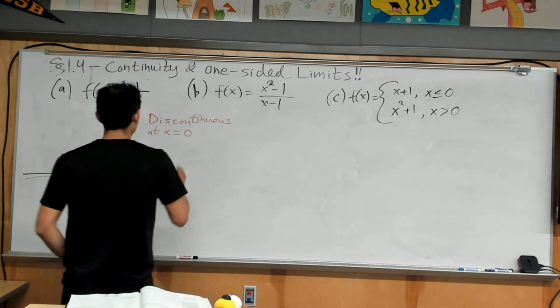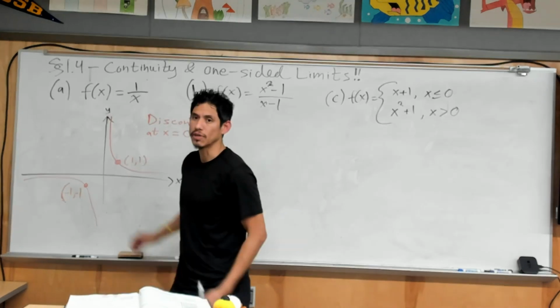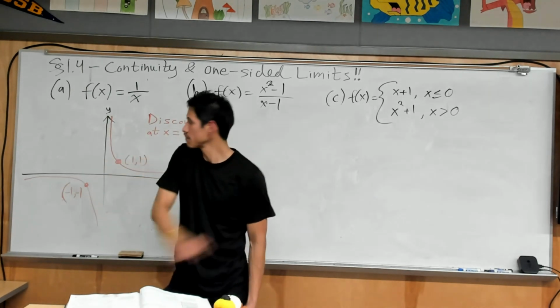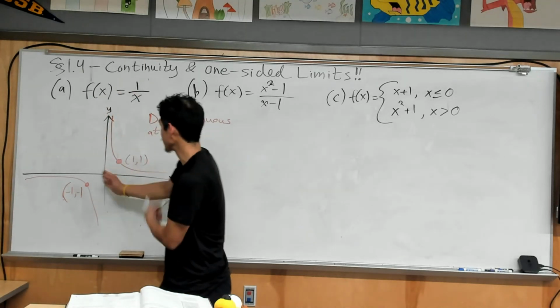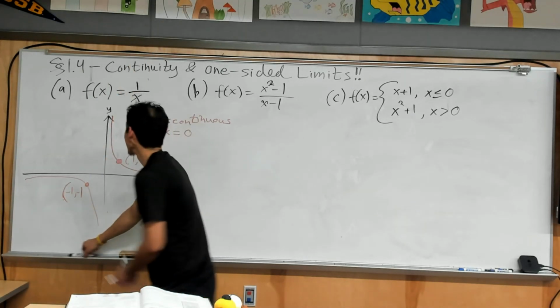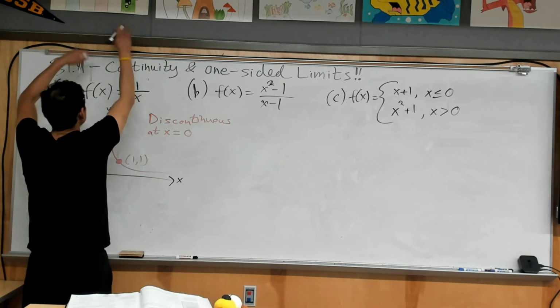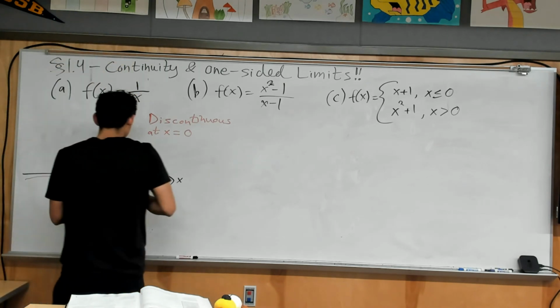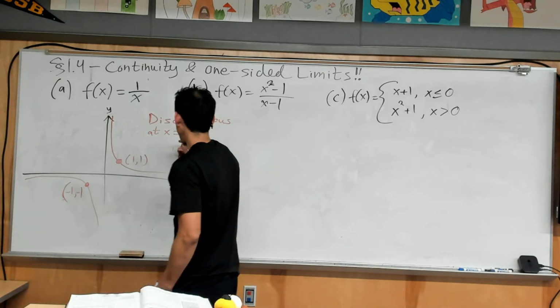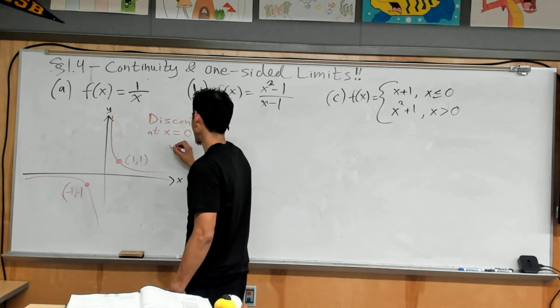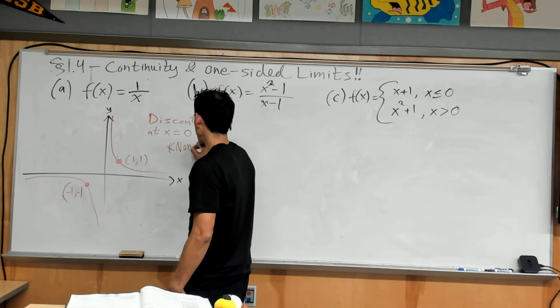Meaning that if it's removable, it's really just a hole that you can pull out. Here you can't really do that because it's going to infinity and negative infinity. It goes through the roof and to Mars. So, non-removable discontinuity.